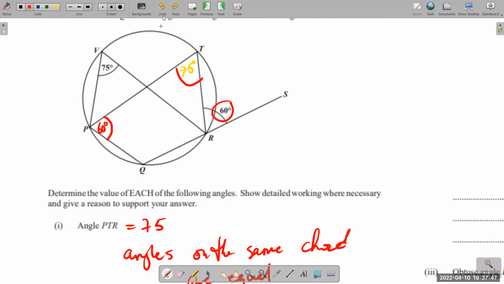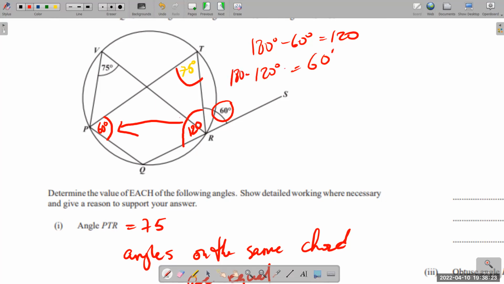So let's do it the long way though. If out here is 60 degrees, this is in a straight line. So if I find the internal angle, this would be 120. And we know why. This is a straight line. Angles on a straight line add to 180. So if this is 120, and this angle is opposite, opposite angles in a quadrilateral are supplementary. So the long way would be 180 minus 60 is 120. And then 180 minus 120 is 60.